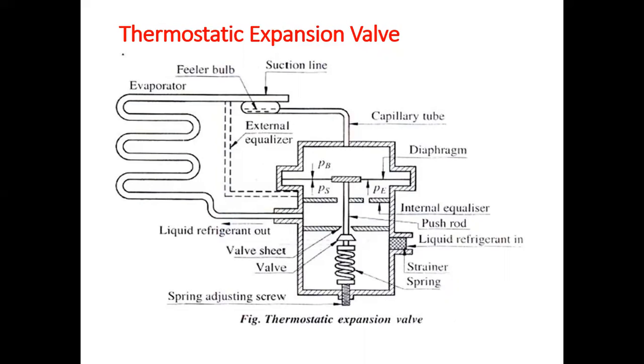Thus, the operation of the valve is controlled by the difference between the two temperatures, that is, the saturation temperature and the filler bulb temperature, which is the superheat. So we can say degree of superheat. The degree of superheat of vapor refrigerant leaving the evaporator depends upon the initial setting of the spring tension, which can be changed with the help of the spring adjusting screw.